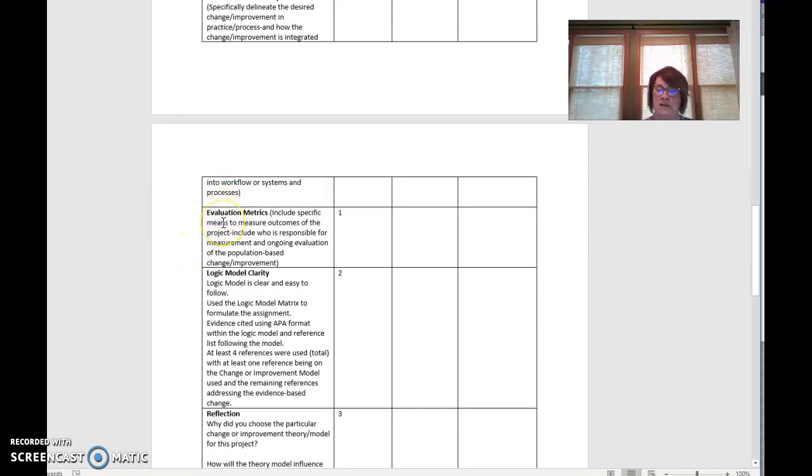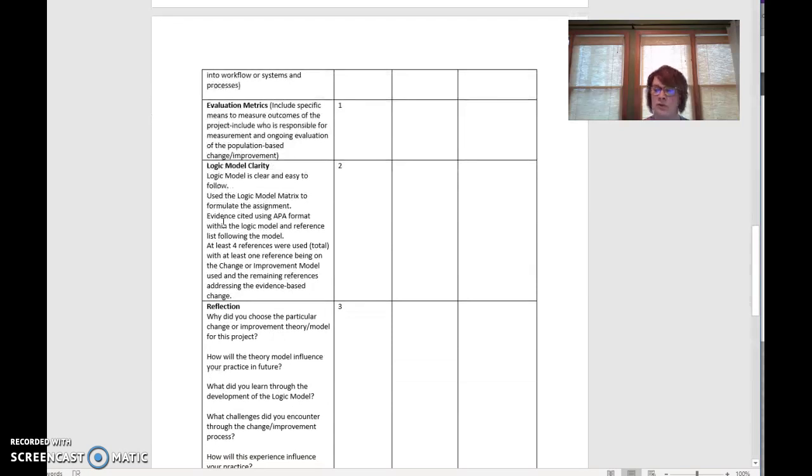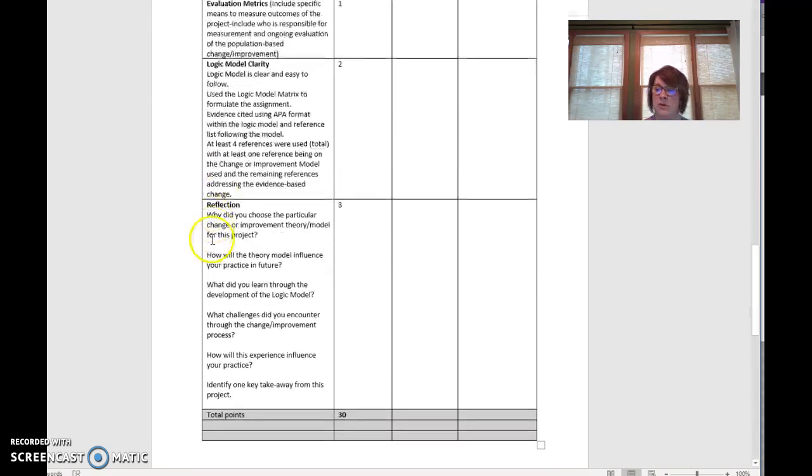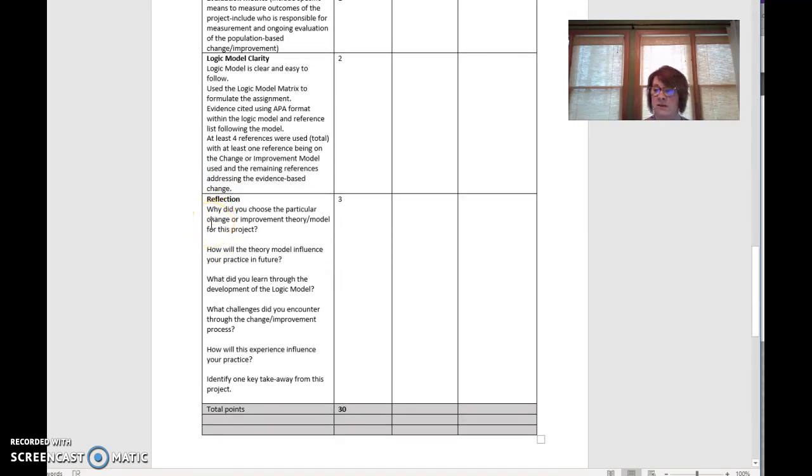So you'll also devise evaluation metrics, and these need to be very specific to it. Again, that's a huge piece as far as the success of the change itself, and also looking forward, what type of maybe quality control measures are going to be in place to assure that the project is sustainable in the future. So overall, we're looking at the clarity of the logic model, and then you're going to go into the reflection process as far as what you've learned through the experience.